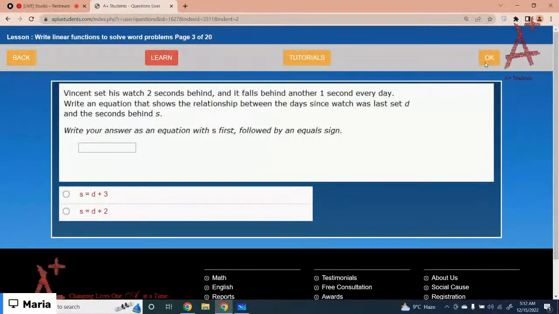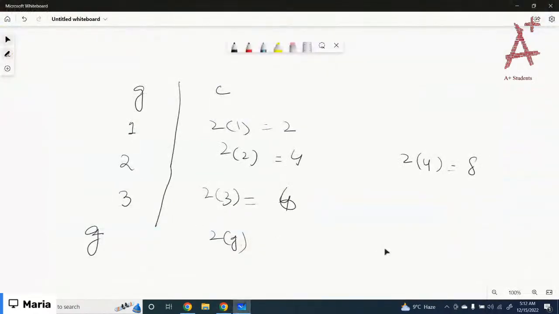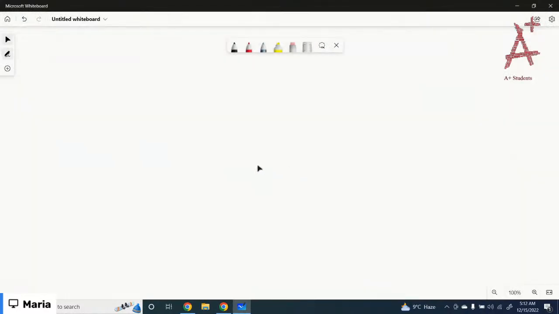Okay, the next one is: Vincent set his watch 2 seconds behind and it falls behind another 1 second every day. Write an equation that shows the relationship between the days since the watch was last set and the seconds behind, S. You have to find a relationship. It is set 2 seconds behind and each day the watch goes back 1 second, so we need the relationship between the days and the seconds.